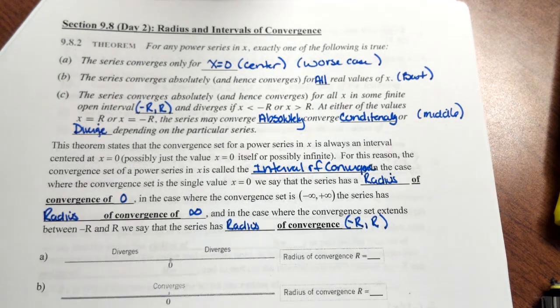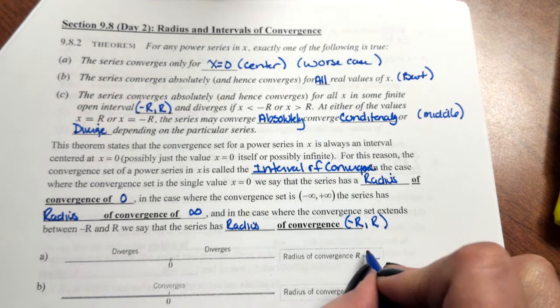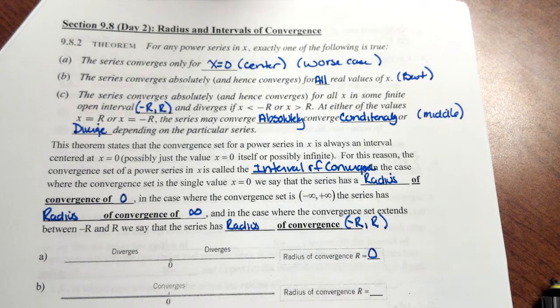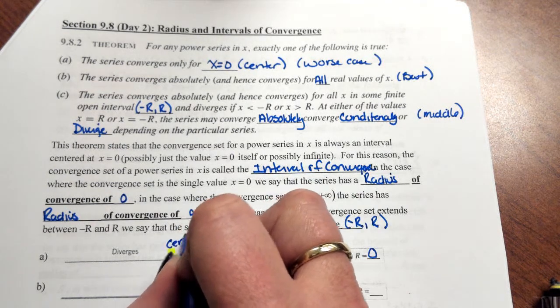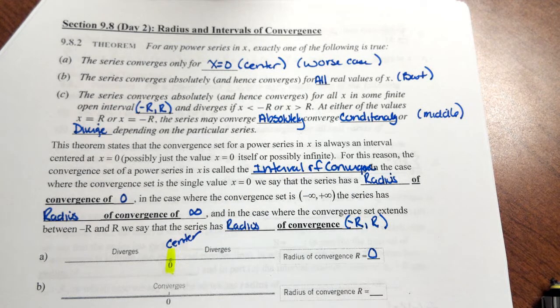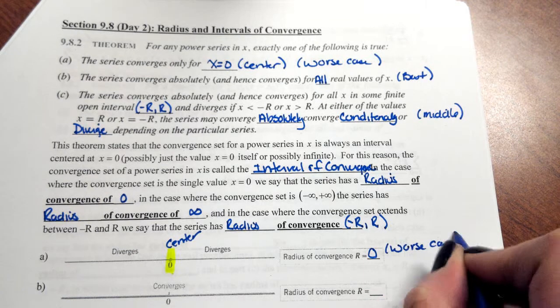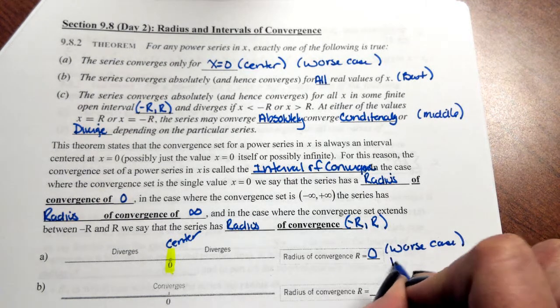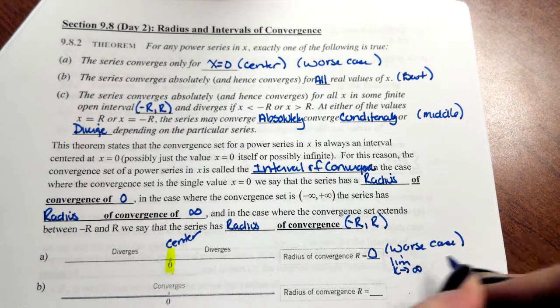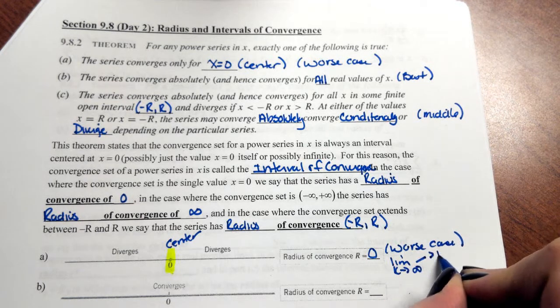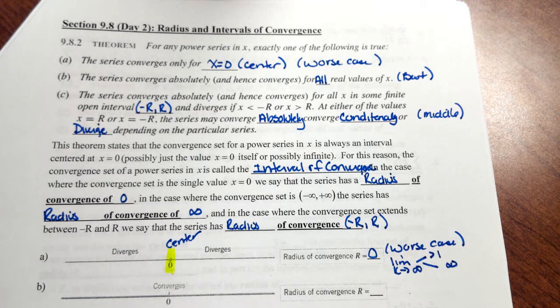Just to give you a visual of what's happening, if you have a radius of convergence of 0, then the only place of convergence is at the center. And we're going to be doing our ratio test to help us find what's happening with the radius and interval of convergence. So remember, this is my worst case. Since we're using the ratio test, how we're going to know when we have this is when we find the limit as k goes to infinity, this limit is going to be greater than 1 or it's going to be infinity. That's how you know you're going to have the worst case scenario.